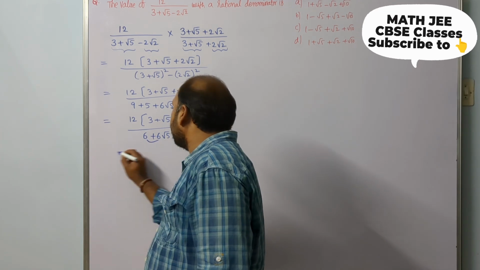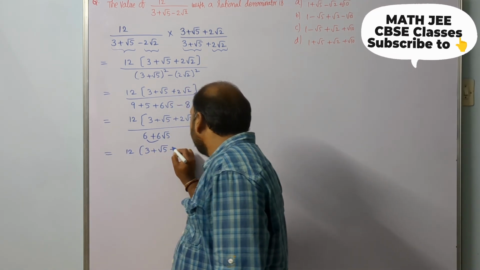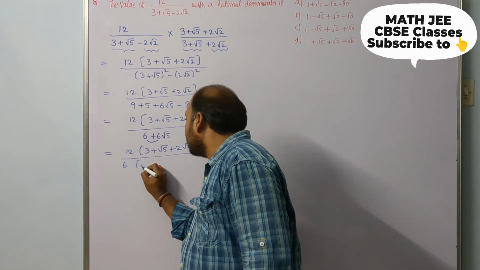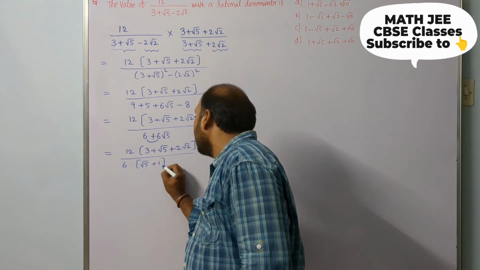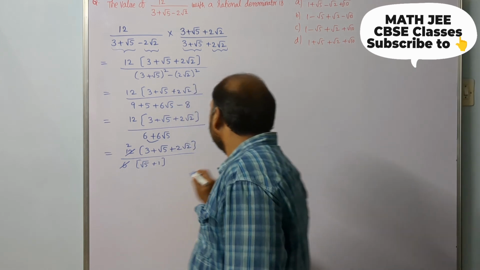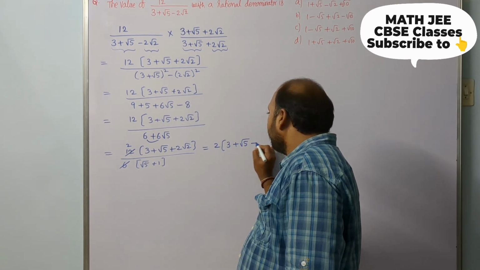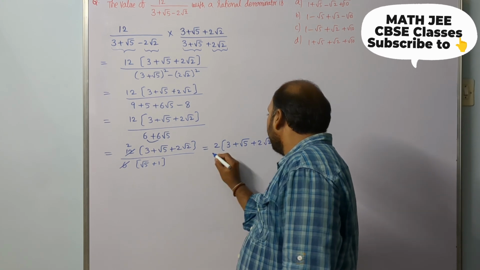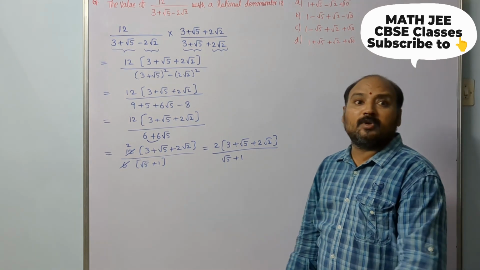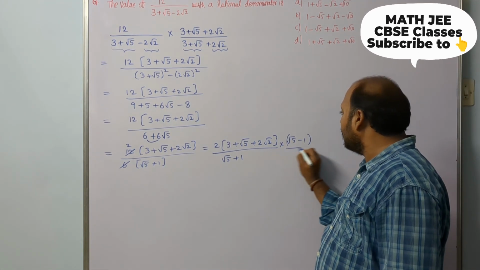In the next step, 6 take common: 12 into (3 plus root 5 plus 2 root 2) divided by, I am taking common 6. First you have to write root 5 and then 1. Why? Because compared with 1, root 5 is big. So 6 ones are 6, 6 twos are 12, so the remaining is 2 times (3 plus root 5 plus 2 root 2) divided by (root 5 plus 1). Again we need to rationalize with respect to the denominator, multiplying and dividing by root 5 minus 1.